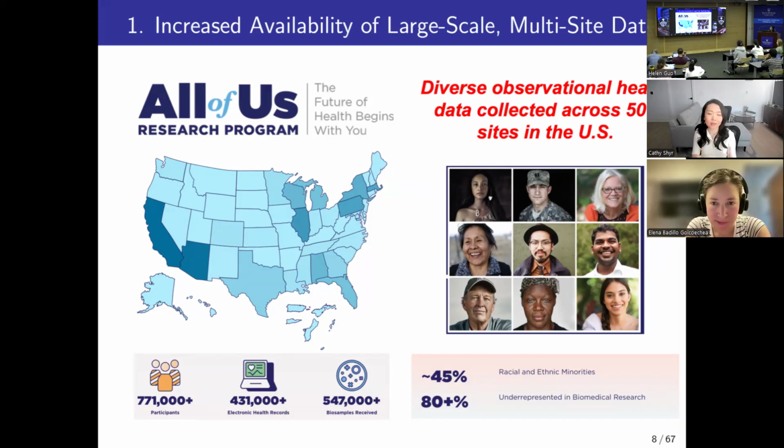So as biobanks like All of Us, UK Biobank, and FinGen are really becoming a global trend, I think the potential utility of leveraging multi-site data is really promising for causal inference.